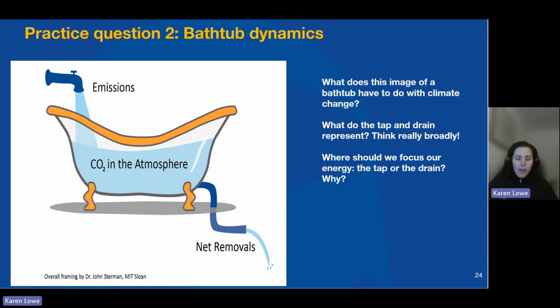So as we go through this scenario, I really want you to think about which of these interventions, which of these levers that we're pulling are representing inflows, emissions going in, and which of these interventions are representing outflows, removing from the atmosphere. And then I really want you to think about, where should we actually focus our energy? Should we focus on the tap and getting our emissions to be less flowing in? Or should we focus more on the drain and removing emissions from the atmosphere? So that's a really interesting question that I want you to consider before we come into our simulation. And it's, I think, going to produce really interesting conversations.